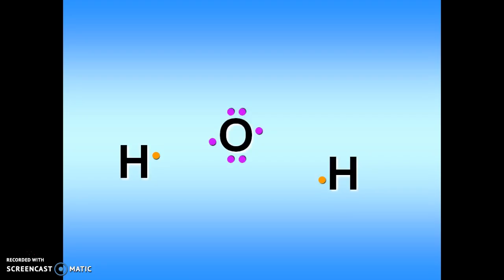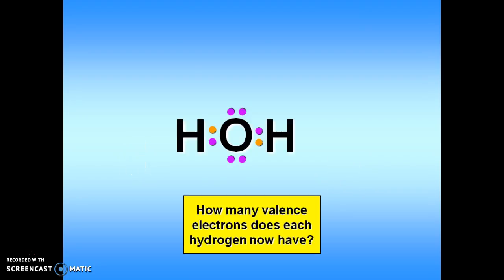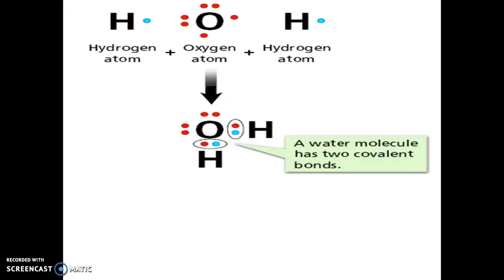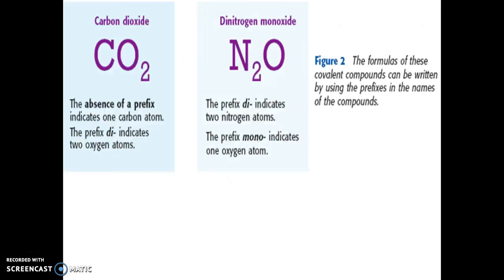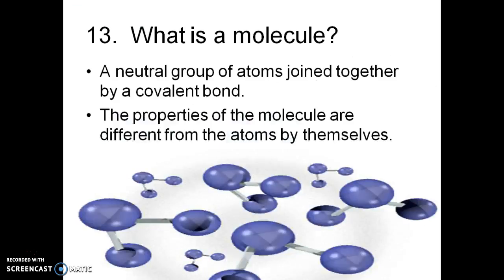Same thing happens with water, H2O. There are 2 covalent bonds in H2O because there are 2 electrons being shared by 2 different atoms. It also happens with nitrogen and hydrogen. Forms ammonia. Happens in carbon dioxide and dinitrogen monoxide as well.